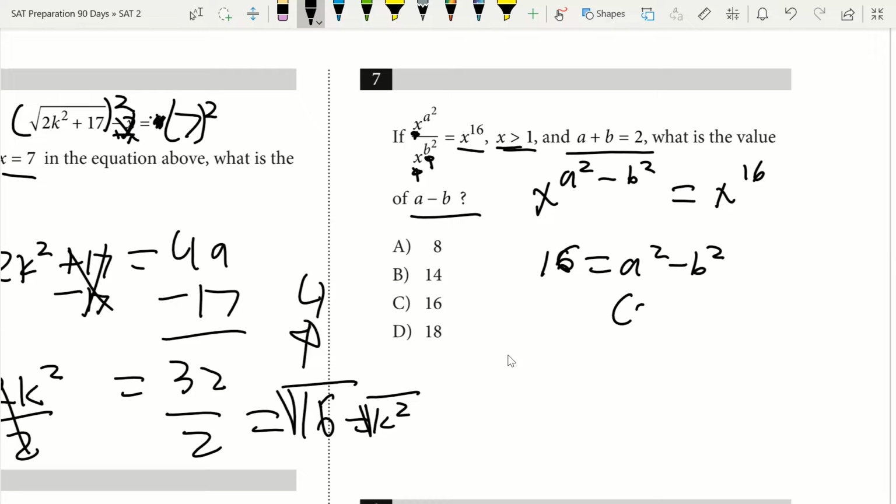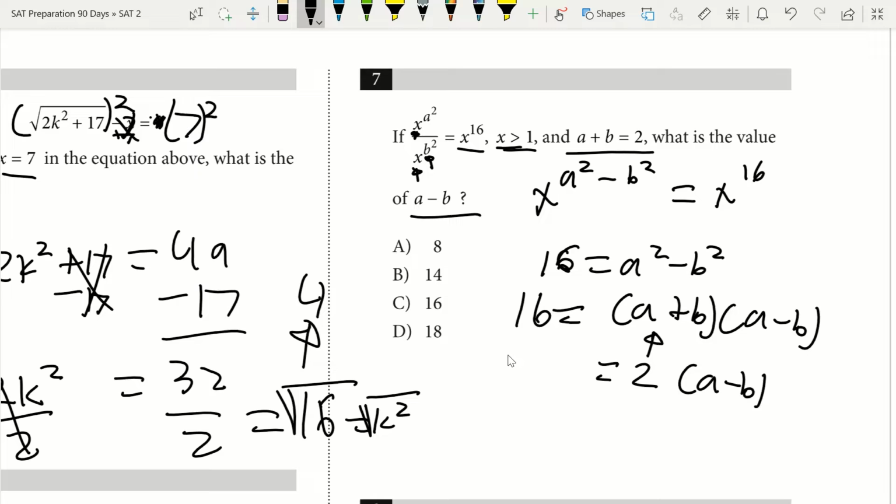Okay, I know that a squared minus b squared is the same as a plus b times a minus b, and that's got to equal 16. I know that a plus b is 2, so I can go ahead and plug in a 2 there. I got to solve for a minus b, so divide each side by 2. 16 over 2 is going to give me 8. So 8 will be a minus b, so the answer there is going to be A for number 7.